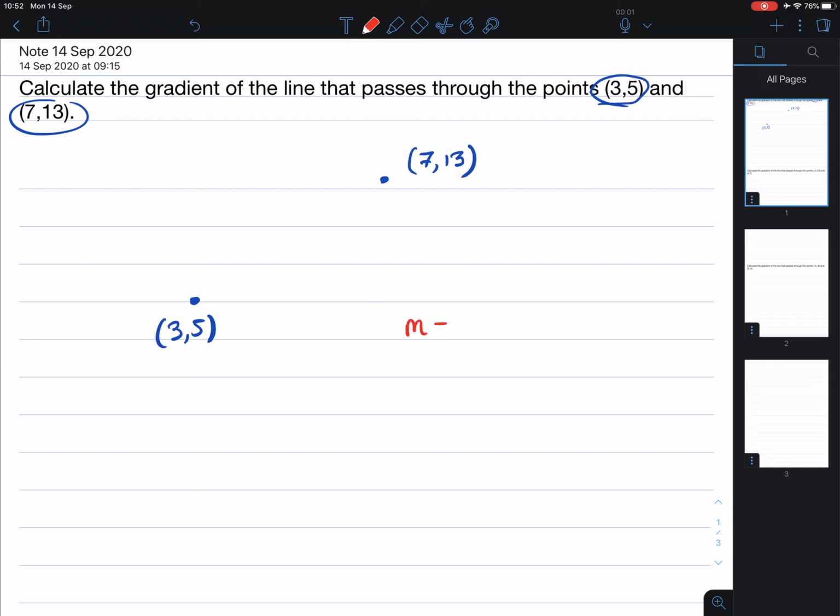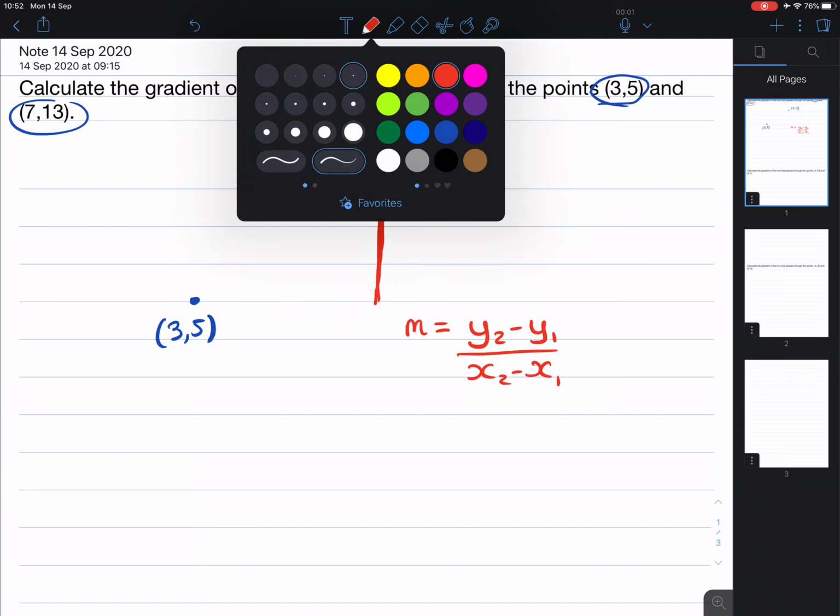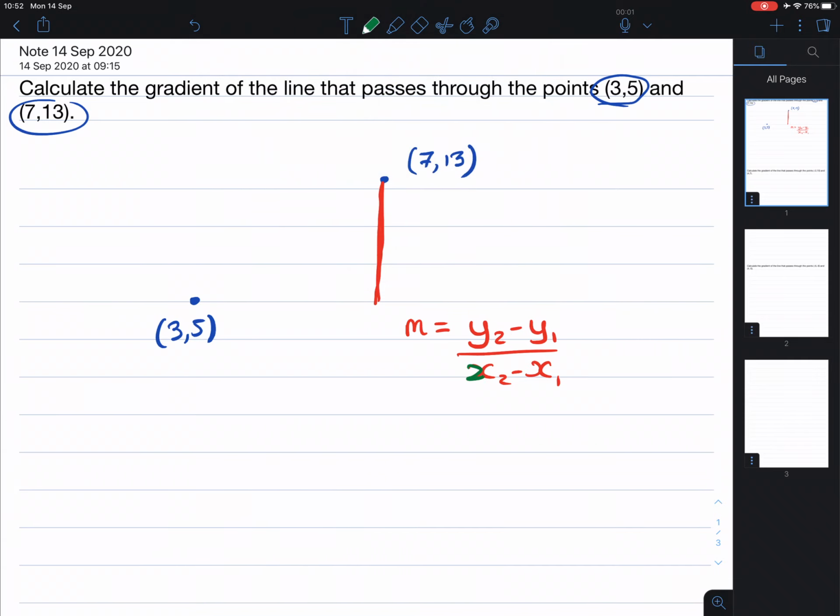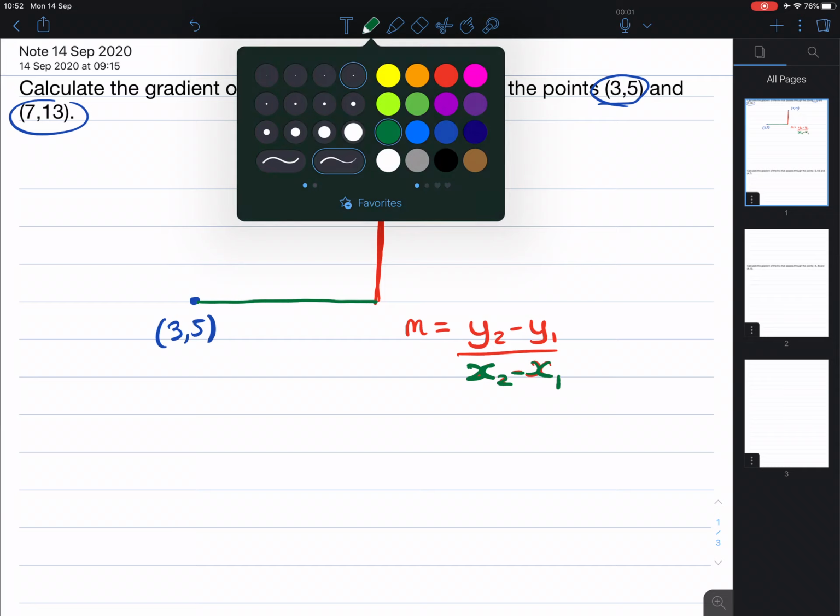Your formula that connects the two points in order to find the gradient is given as rise over run, but when you have coordinates, your rise and your run need to be clarified as the difference between the x coordinates and the difference between the y coordinates. If I make that the difference between the y's, in other words, the difference between the height of the first and the second point, and then the width here will be the difference between the x's.